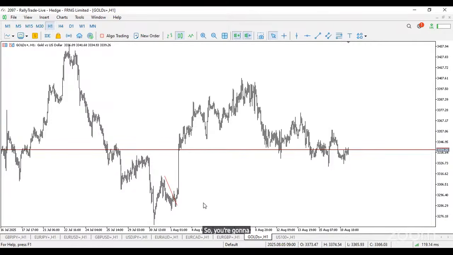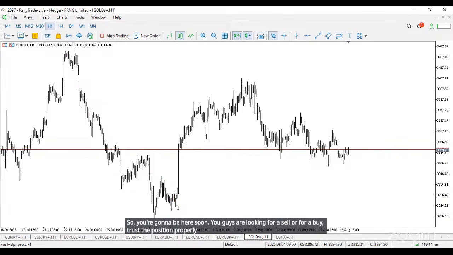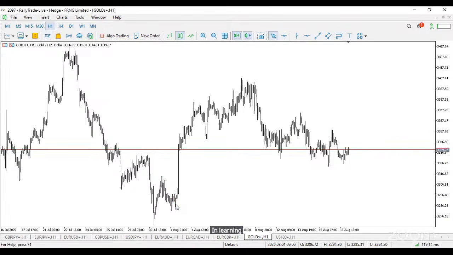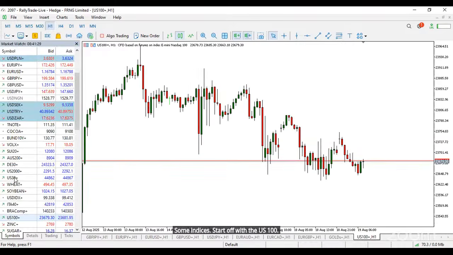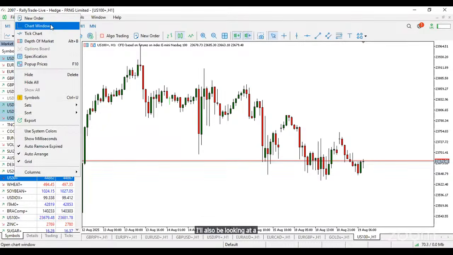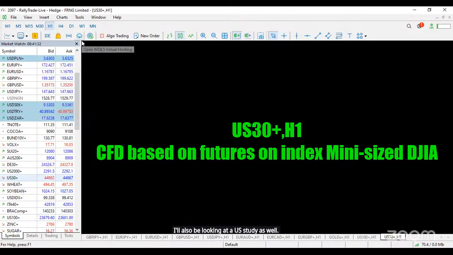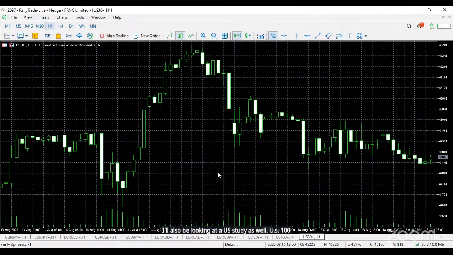So either you're looking for a sell or for a buy, just position properly in line with what I just showed us. Right? So let's go ahead and also look at some indices. Start off with the US 100 and also be looking at the US 30 as well.